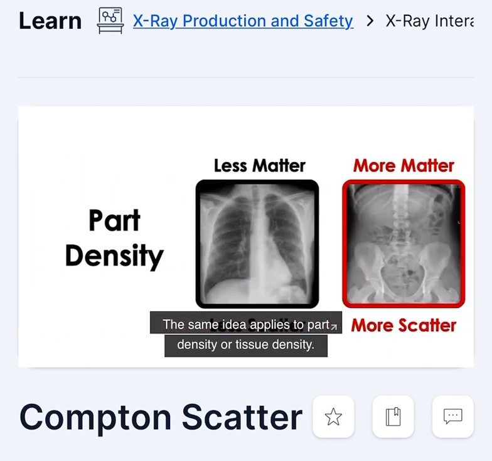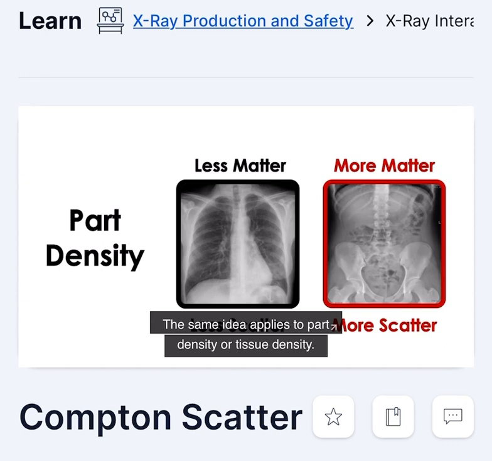The same idea applies to part density or tissue density. This refers to the amount of matter packed into the space of the tissue. The chest is mostly full of air, which is lower density, which means there's less matter and less scatter. The abdomen, though, is approximately the same thickness, but much more dense. This means there's more matter, more scatter, and the overall image is going to be lower contrast.